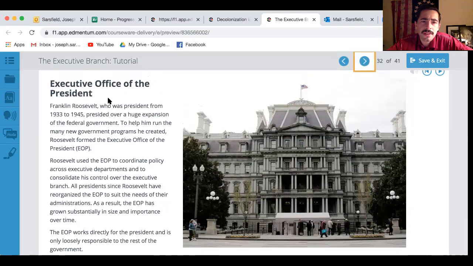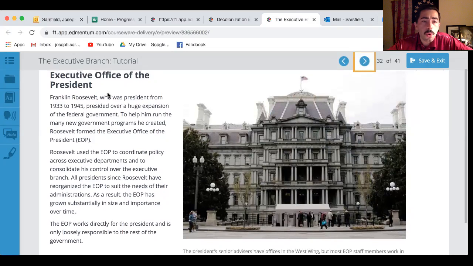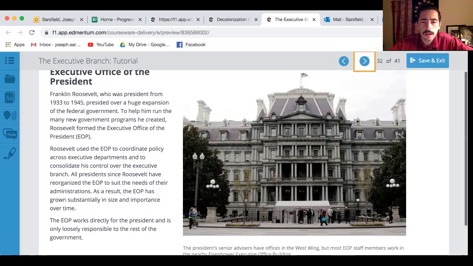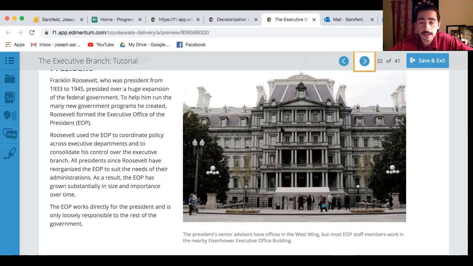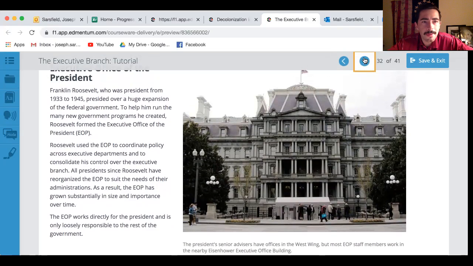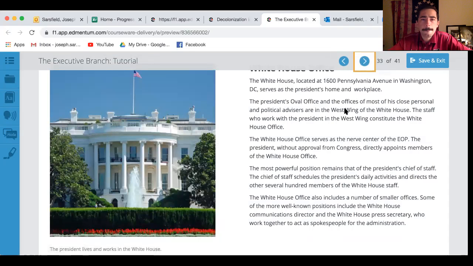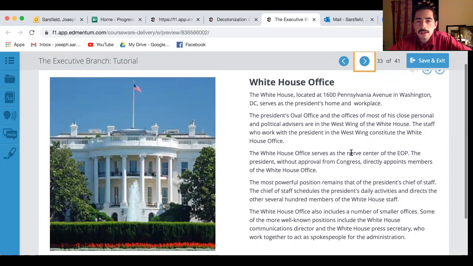The executive office of the president, these are just more individuals that help the president do their job. And a lot of times, because there's so many of them, they don't work in the West Wing. They work in, I believe, the Eisenhower Executive Office Building in DC. It's just right down the street from the White House.